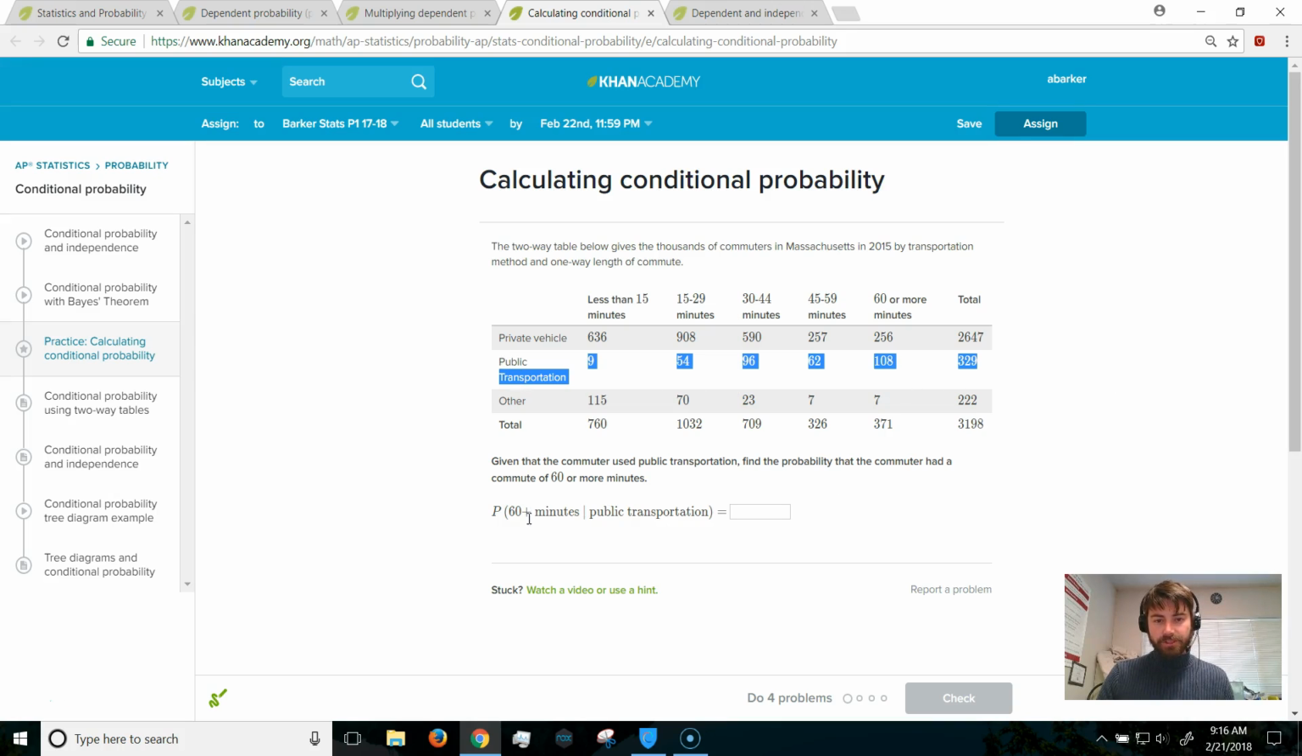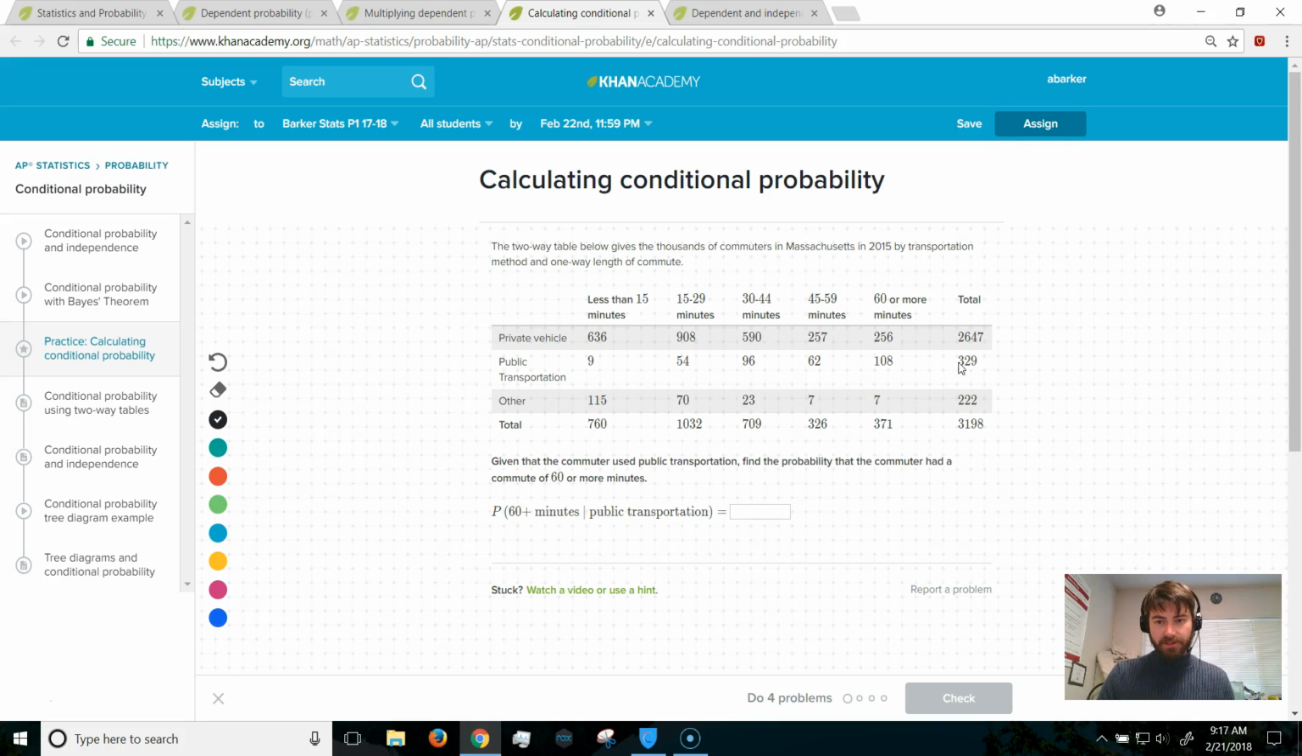So the total, this is basically your probability here. This is the numerator, this is the denominator. So it's going to be out of 329. So the 60 minutes or more is right here. So it's going to be 108 out of 329.